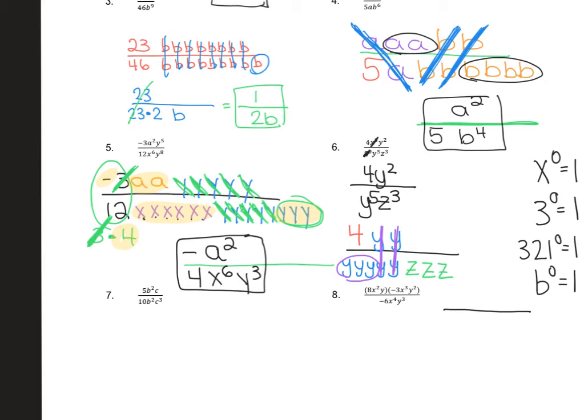All right, this is getting a little messy. It's going down into my number 8, but all right, the only thing I have left on the top is a 4. What do I have left on the bottom? Well, I have y to the third, or 3 y's on the bottom, so I have y to the third. And then I also have 3 z's on the bottom, so I have z to the third on the bottom. So my final answer to this is 4 over y to the third, z to the third.